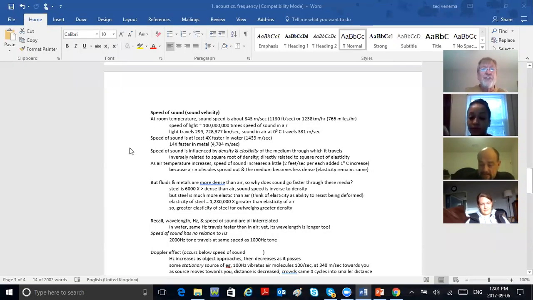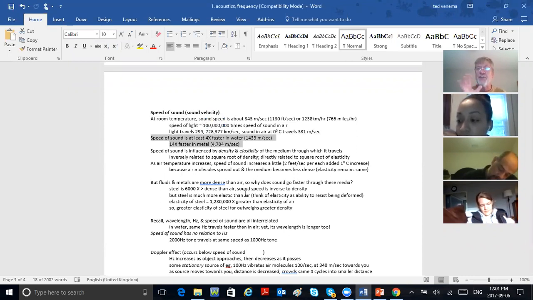I think it's just important that we just kind of get a context here. This is what I need you to know right here. Speed of sound is 4 times faster in water than it is in air. And put a star by this one too. It's 14 times faster in metal. 14 times faster in metal.